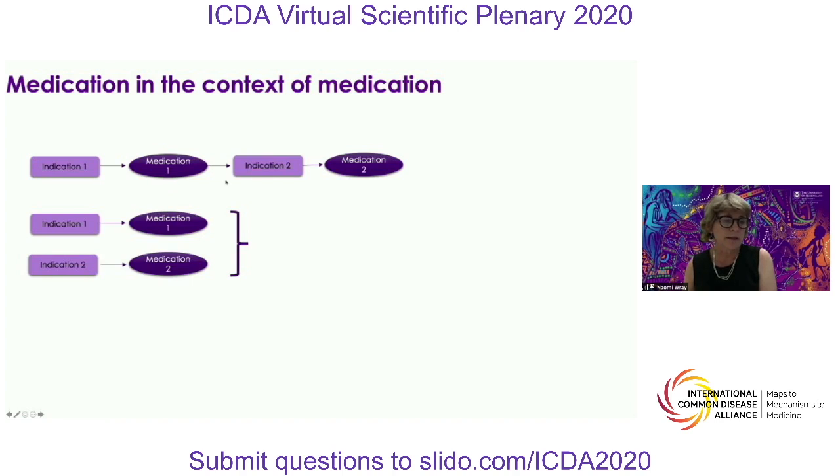Or similarly, common diseases are common. That means people can often have more than one disease. How do you decide what medication is best prescribed for your second disease in the context of taking medication for the first? I think these are very important questions that are facing clinical settings.